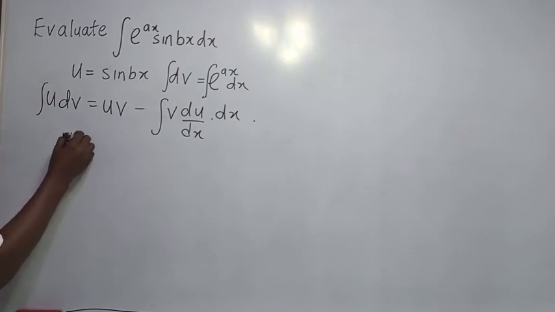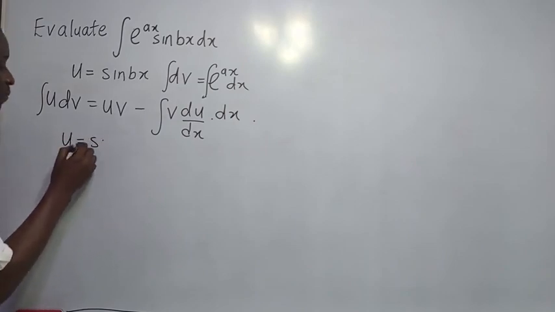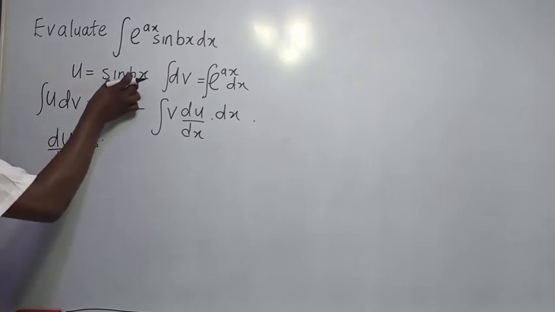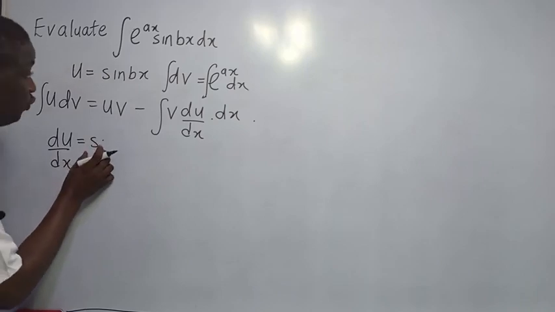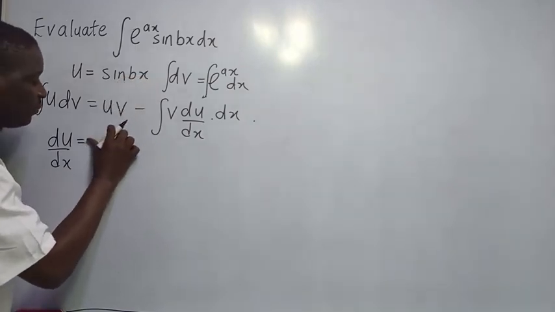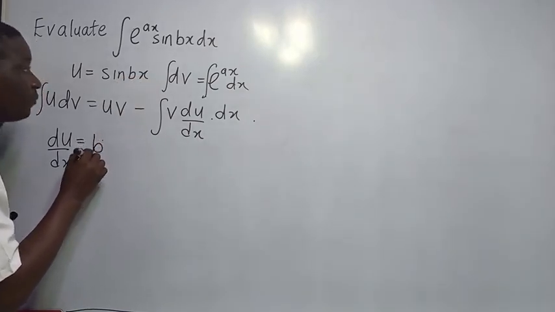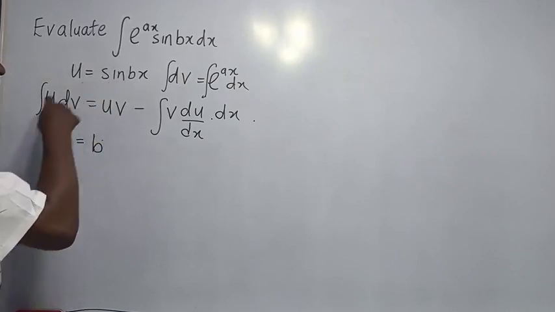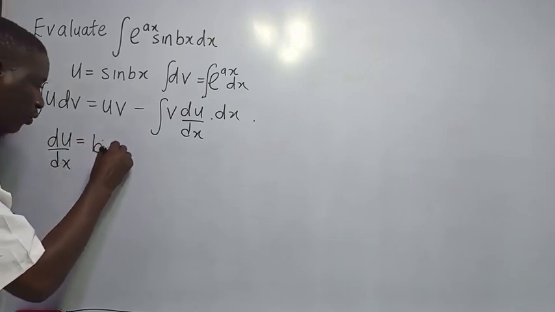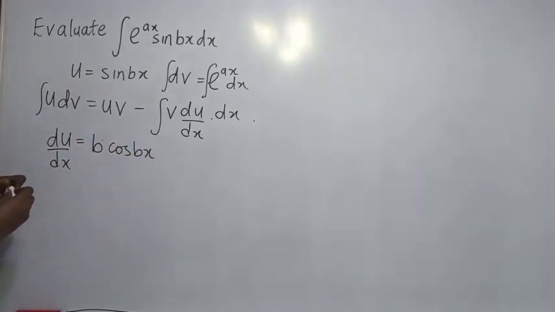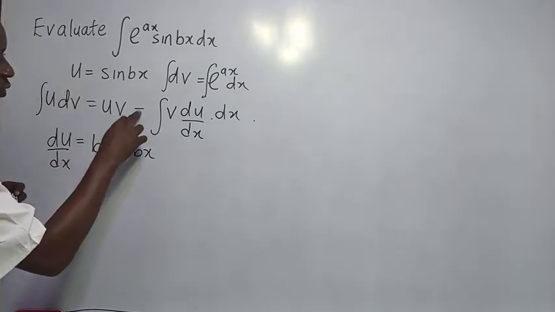So if our u is given as sin bx, what is du over dx? If this one is our u, then du over dx is simply differentiating bx. When you differentiate bx, you put the b at the back, then differentiate everything. That means sin bx becomes cos bx.